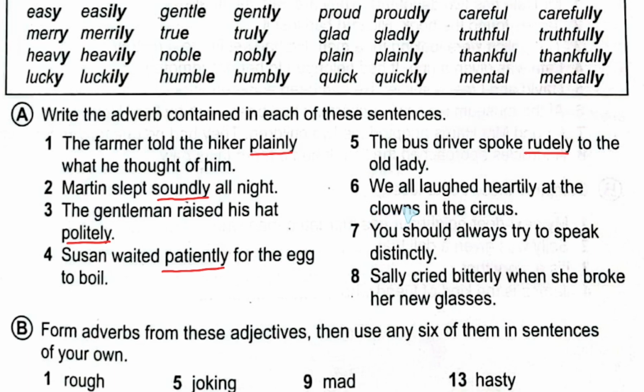6 number, see, we all laughed heartily at the clowns in the circus. Here, heartily is the example of an adverb. 7 number, you should always try to speak distinctly. Distinctly is an adverb. 8 number, last one of A number exercise. Sally cried bitterly when she broke her new glasses. Here, bitterly is an adverb.